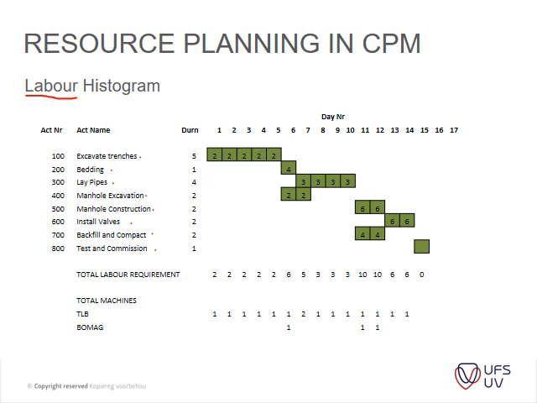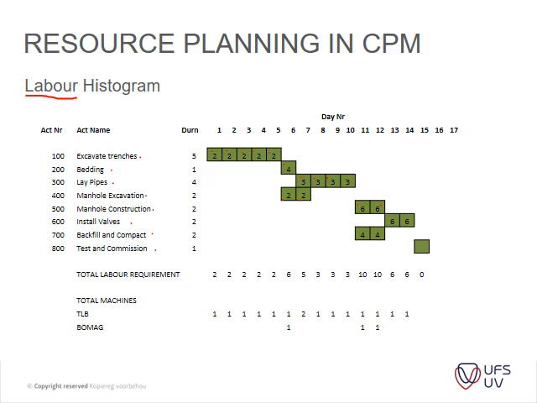So you need 2 laborers in your teams that you can put on for trench excavation. So you've got 2 people that can work simultaneously in the trench. Your bedding, you can put in 4 people to work on that, and it takes them about 1 day. And then you've got your manual excavations. You need about this amount of people. Laying of pipes, you need 3 people to do that. And then you've got your manual construction where you need 6 people, and so forth.